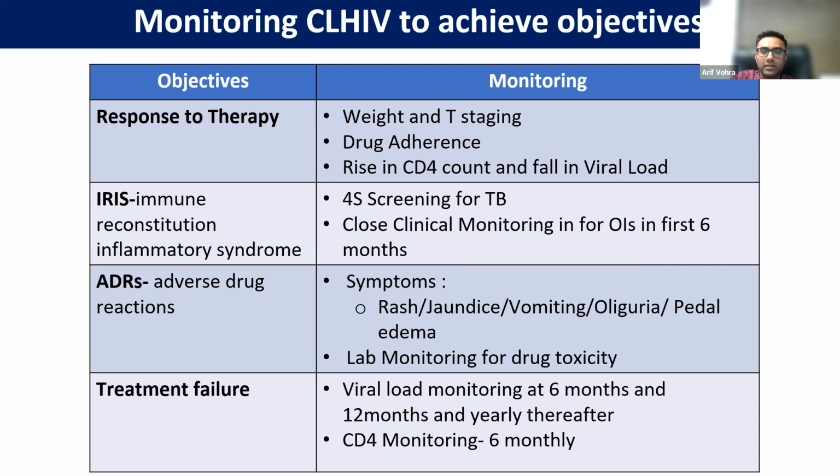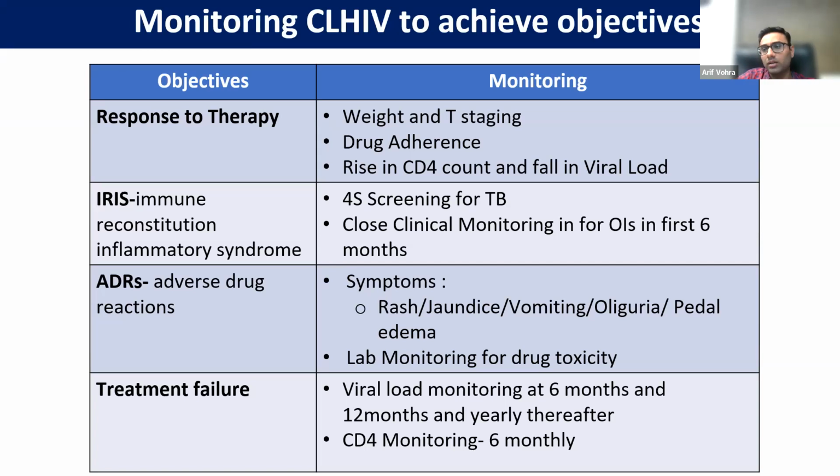Always look for IRIS, immune reconstitution inflammatory syndrome. Some opportunistic infections may appear while taking the ART drugs. So always ask the child, or ask the parents, do you feel something different? Is there any new event which may have occurred during these 10 days, 15 days, or 1 month, or 6 months? So always ask them, and always try to screen for tuberculosis.